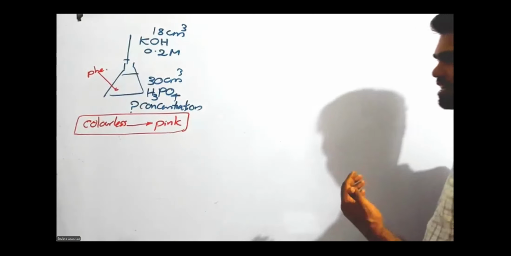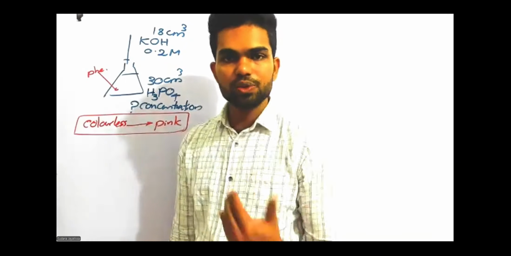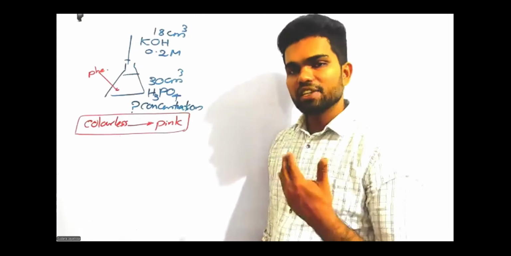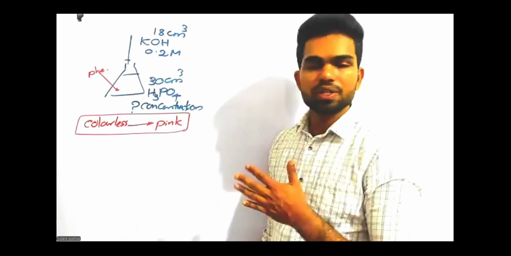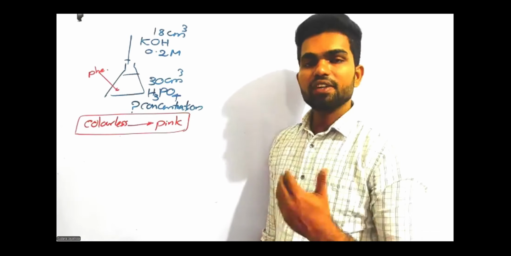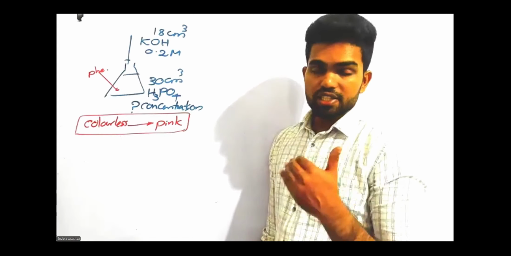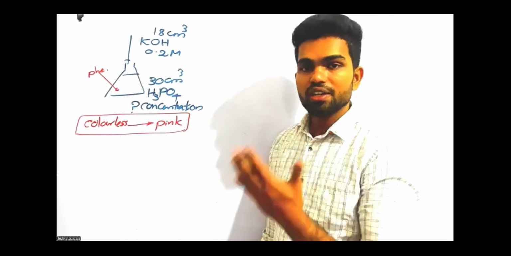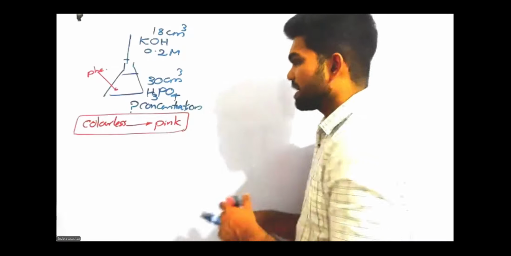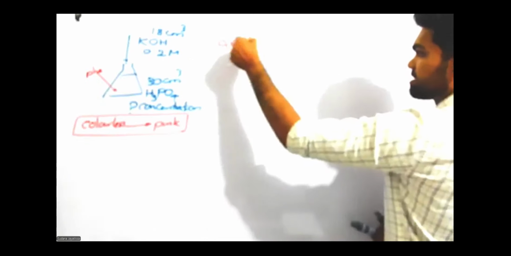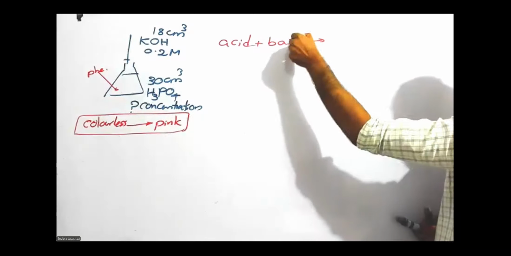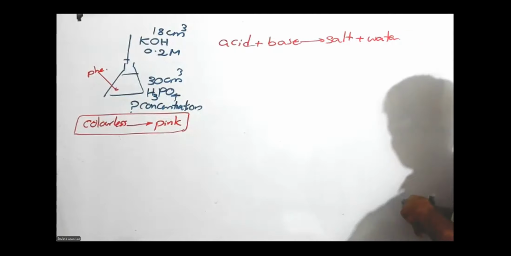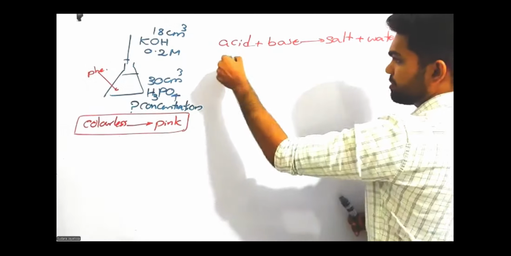First of all, we need the reaction between these two chemicals. Earlier, when they gave a reaction, they usually gave the products. But for this particular reaction, they haven't given us the products. Why? Because this is an acid-base reaction, and we know the products. An acid and a base react to form salt and water. Remember, salt and water.